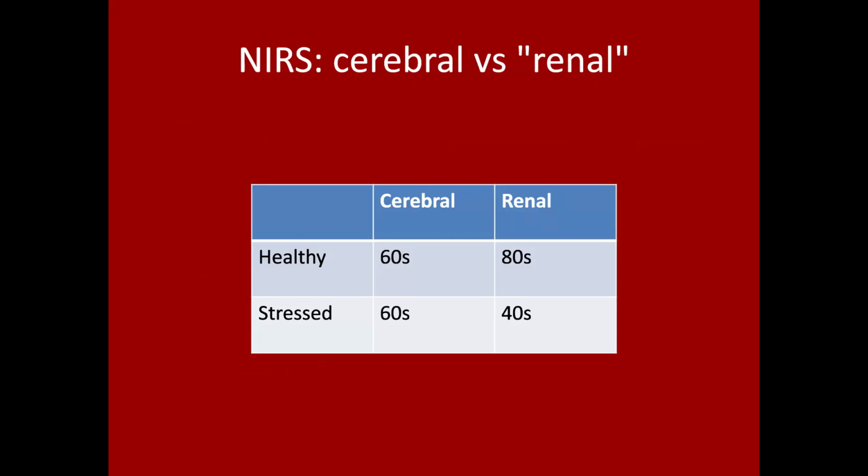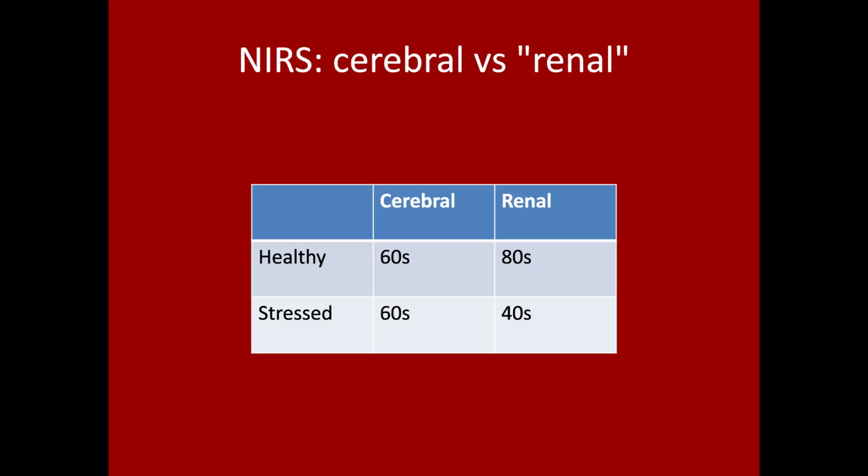And because of that, we can actually look at this pattern of differentiation between the cerebral and the somatic or renal NIRS to determine how a patient is doing. And so what I mean by that is you can look at a patient that's healthy in the first row, and you can see that perhaps their cerebral NIRS are somewhere in the 60s, and their renal NIRS typically will be in the 80s.